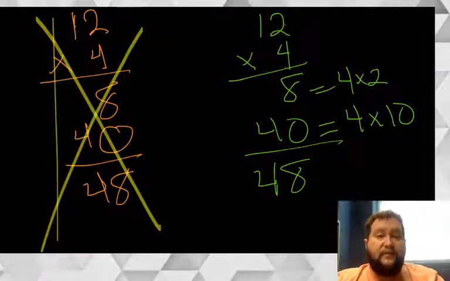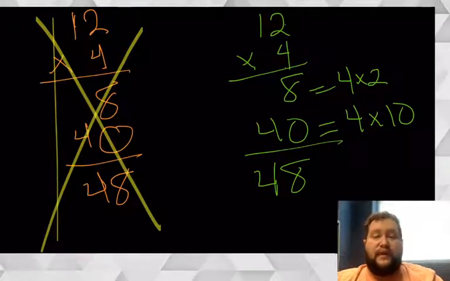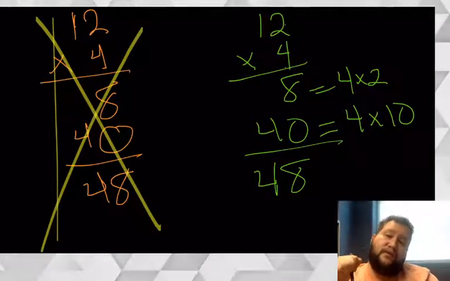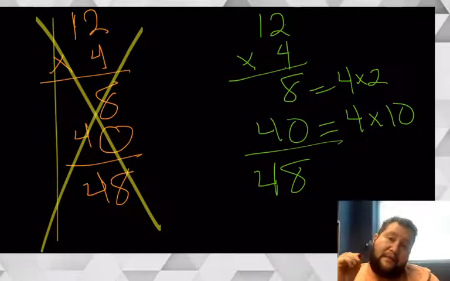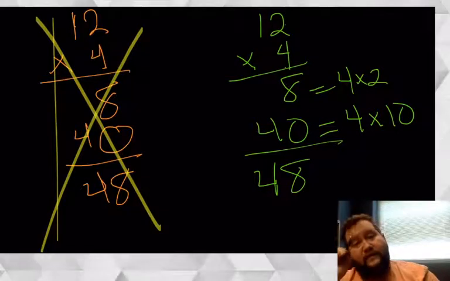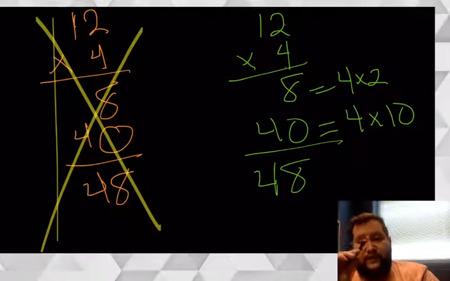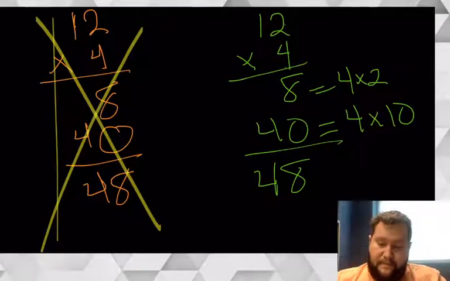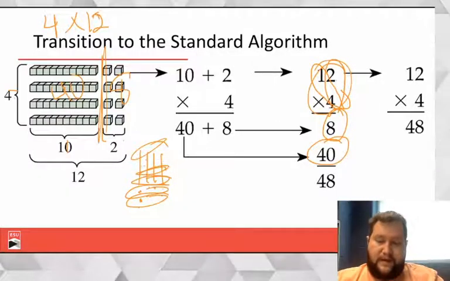Because this left one is procedural. You do this, you add a 0, you multiply this, and you just keep going. But on the right, what we do is we reinforce the fact that what's happening is we do 4 times our 1s and then 4 times our 10s. 4 times 2 and then 4 times 10. To get 48. Okay.